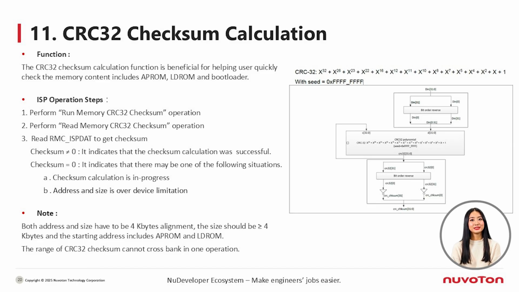If the checksum is not 0, the calculation is successful. If it is 0, one of the following situations may exist. 1. Checksum calculation is in progress. 2. Address and size are over the device limitation. Both address and size have to be 4 kilobytes aligned. The size should be equal to or greater than 4 kilobytes, and the starting address includes APROM, LDROM, and bootloader. Note that the range of CRC32 checksum cannot cross banks in one operation.